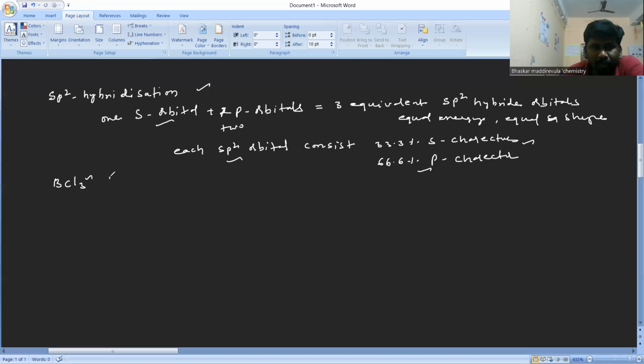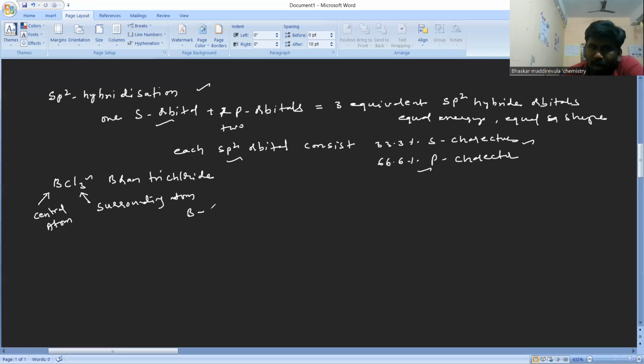Its name is boron trichloride. In this, boron is the central atom, and three chlorines are the surrounding atoms. Now, let us see the electronic configuration of the central atom, boron.